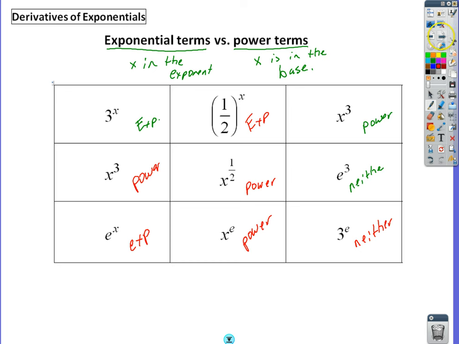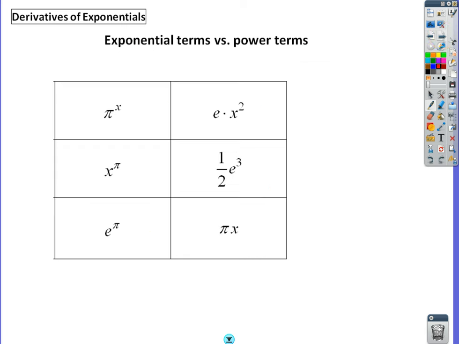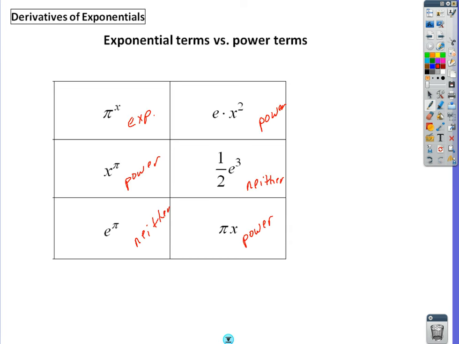All right, next. I want you to do the same thing with these. I want you to identify them as exponential, power, or neither, because it's a number. And boom, there they are.